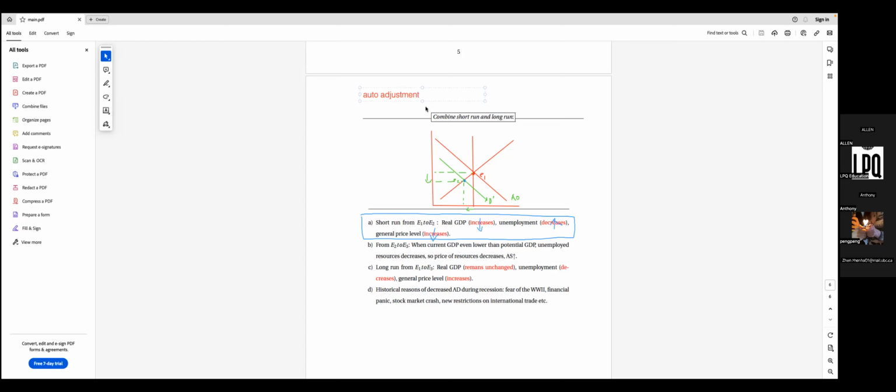Okay, what do I mean by automatic adjustment? Auto means no governmental intervention. No human behavior, like no government. Okay, no government involved in the entire story. Instead, the price signal in the labor market and resource market coordinates market participants' behavior, in order to make the short-term GDP go back to the long-run GDP. This is what I mean by automatic adjustment.